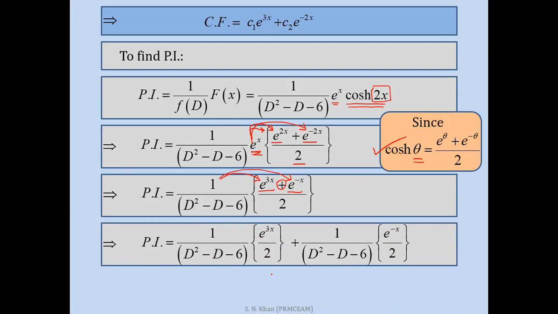Okay. So in this way, we have separated the terms. Terms bhi separate ho gaye. Aur operator ko first term pe separately apply kar diya, second term pe separately apply kar diya. Now, we have to solve both terms individually. Dono terms ko hume इंडिविजुअली सोल्व करना है, बिकॉज एक्सपोनेंशियल टर्म डिफरेंट है तो दोनों के लिए ए का वैल्यू डिफरेंट रहेगा.